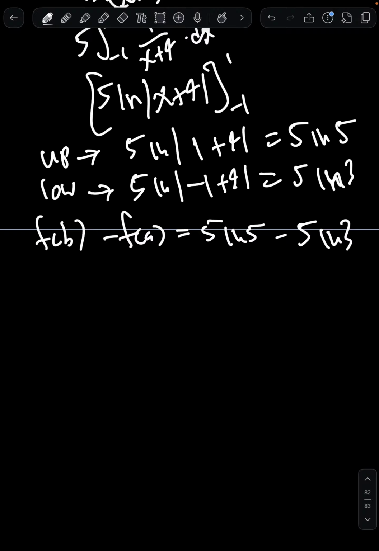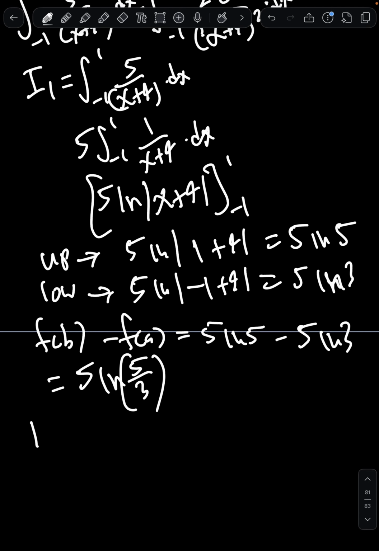Now remember your logarithmic properties, right? We have these constant 5s in front of each, but we have natural log of 5 minus natural log of 3. We can turn that using the quotient rule for logs into 5 natural log of 5 over 3, right? So that is our integral 1.